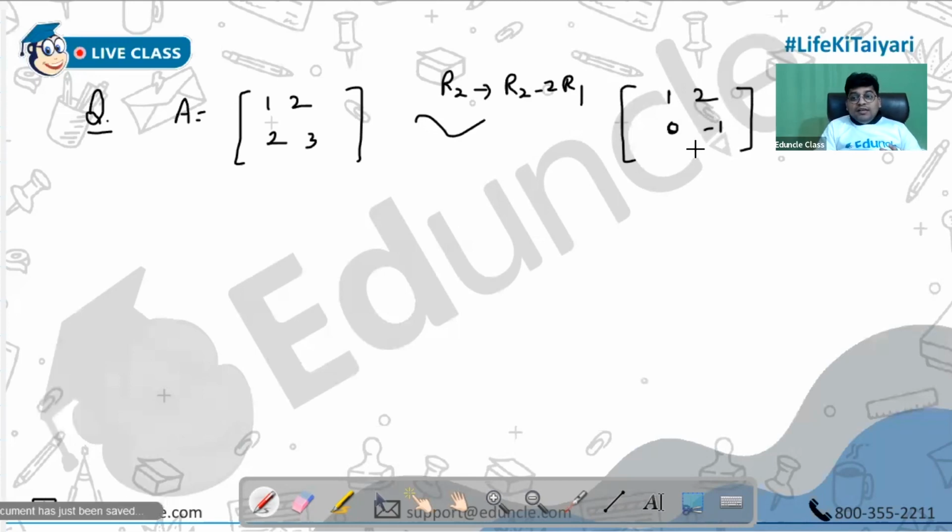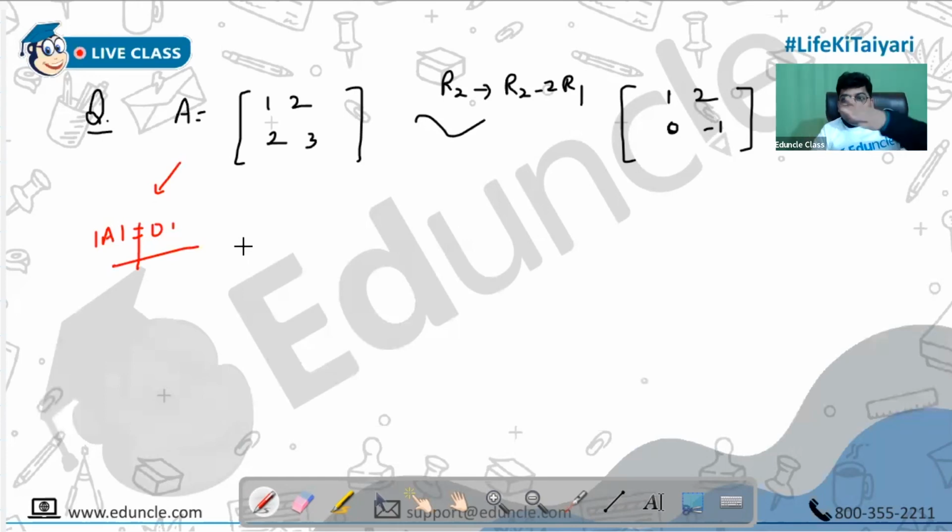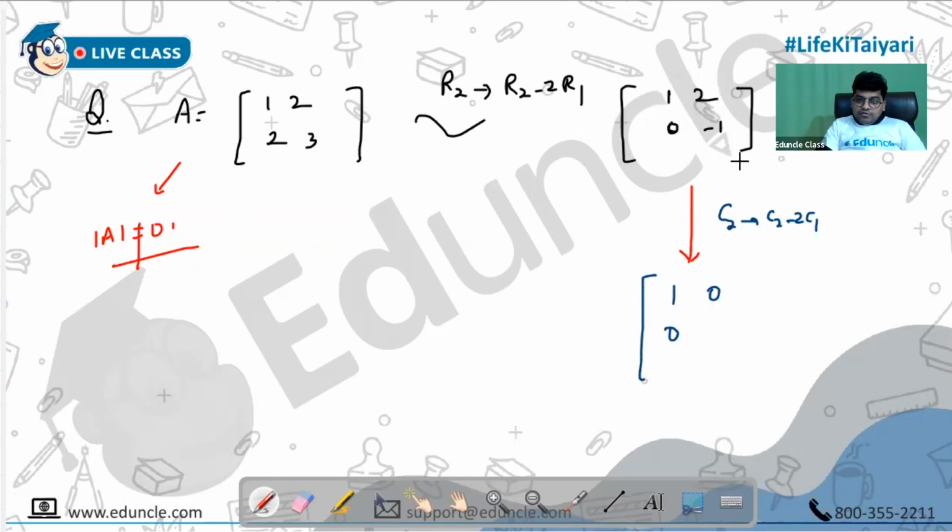So basically, this is an invertible matrix. What is my planning? My planning is that an invertible matrix can be converted to the identity matrix by applying column and row operations also. So if I do C2 to C2 minus 2C1, then you will get 1, 0, 0, and then finally if you do R2 minus R2, you will get the identity matrix.